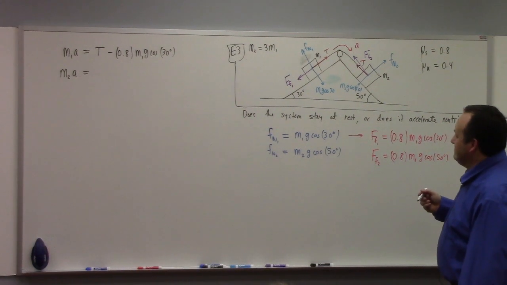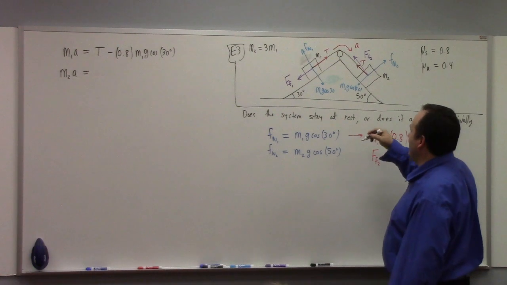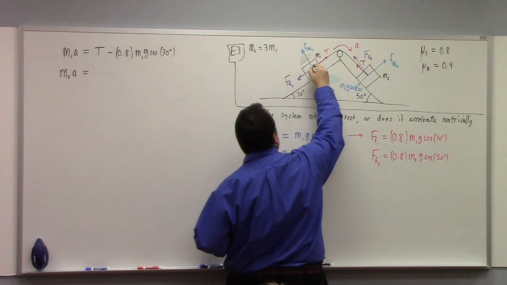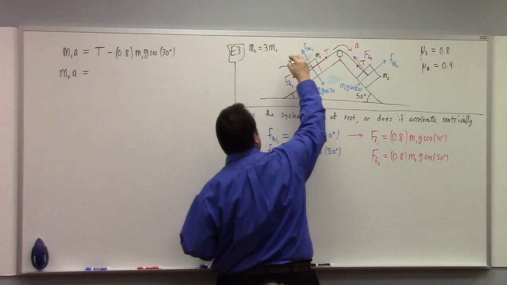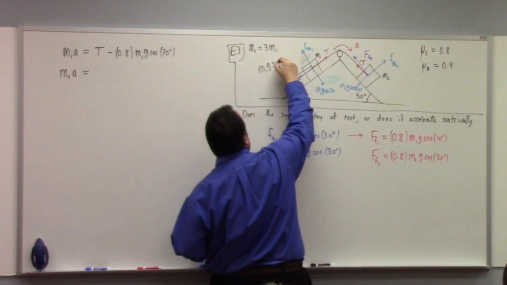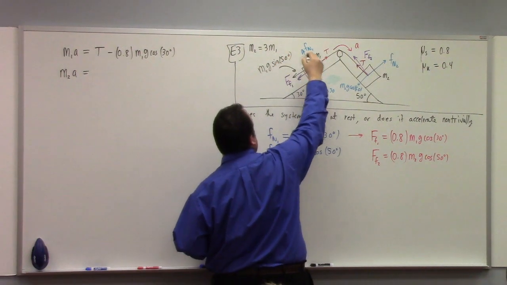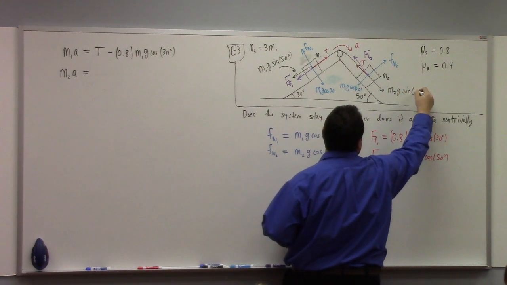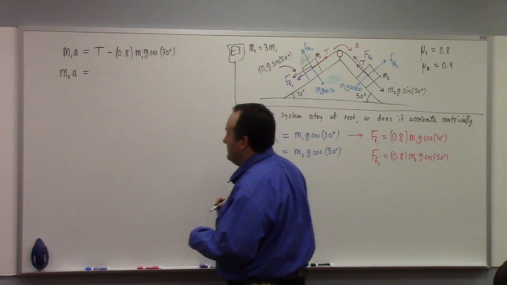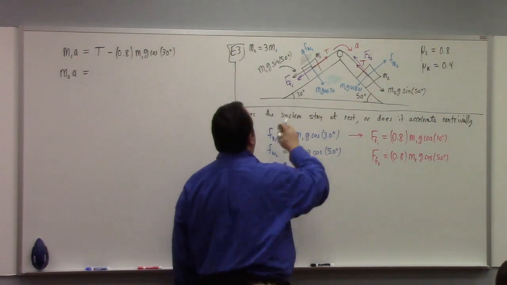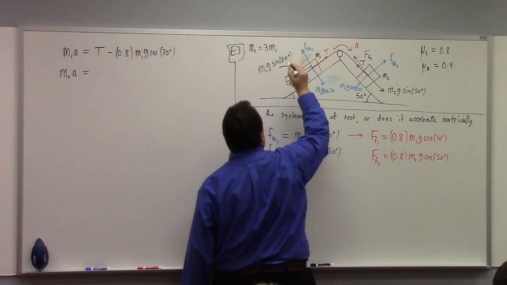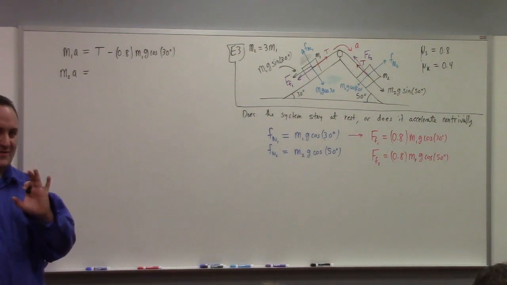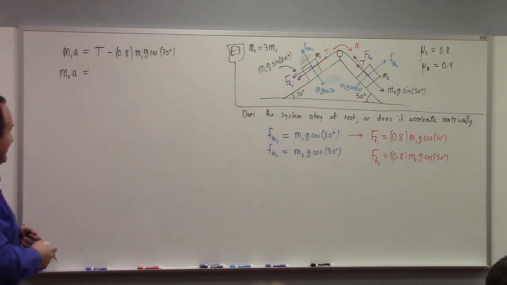Let's see here. Yes, I've ignored half of gravity, right? That's not good. So we also got this one is m1 g sine 30, and over here you got your m2 g sine 50. Don't forget those. Oh, yeah, that should be 30. Thank you. Of course, all these mistakes are intentional for your learning. You're welcome.